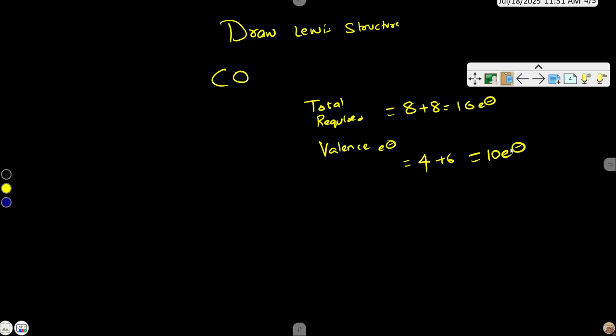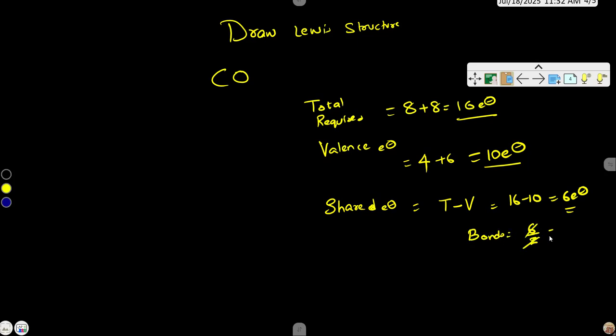How can it do that? It has to share the electrons. How will I know how many electrons have been shared? You will understand the shared electrons by subtracting total electrons minus valence electrons. So you get 16 minus 10, that is 6 electrons. The shared electrons are 6 electrons. The shared electron information is going to give you bonds. Number of bonds is equal to 6 by 2, that is 3 bonds are present between carbon and oxygen.